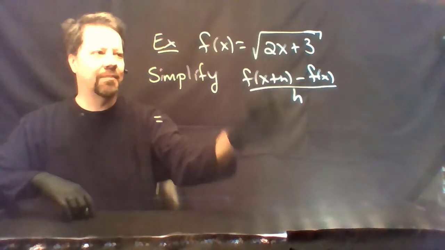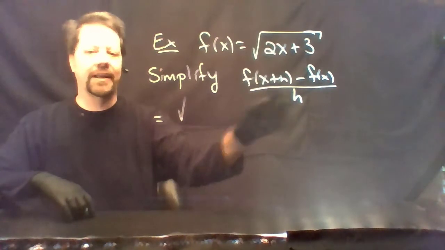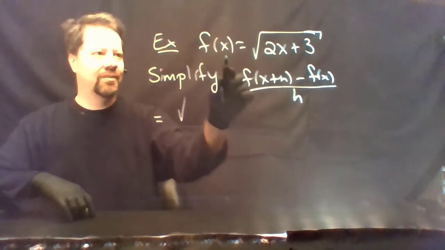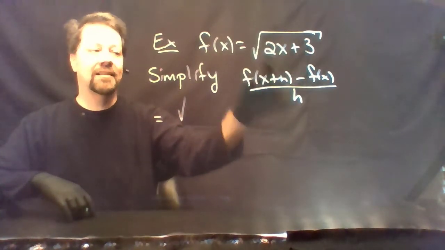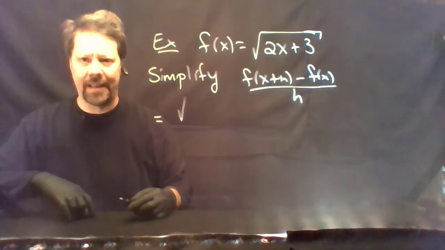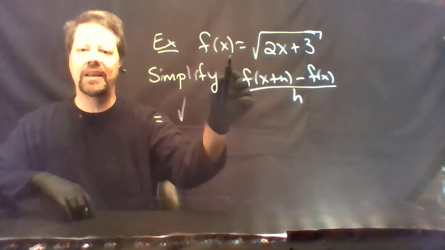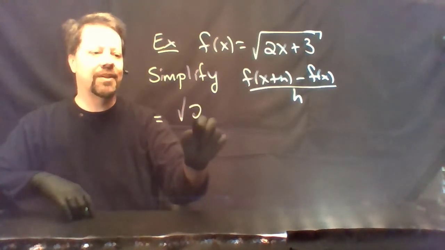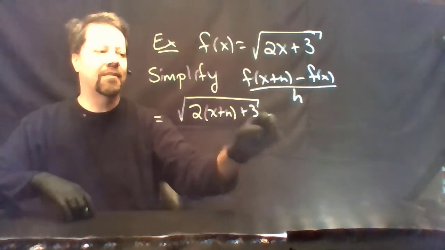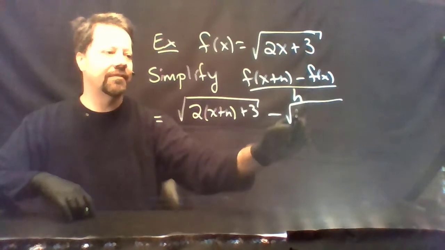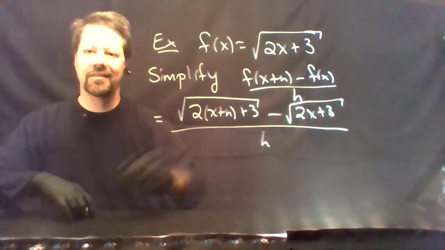On this particular problem, we have the square root. X plus h is going in for x. Whatever goes in for x gets multiplied by 2, has 3 added to that, and then the square root taken of all of that. Remember, this is an algorithm for what the function does to the things that go in. So this is going to be the square root of 2 times the quantity x plus h plus 3, minus the square root of 2x plus 3, divided by h.